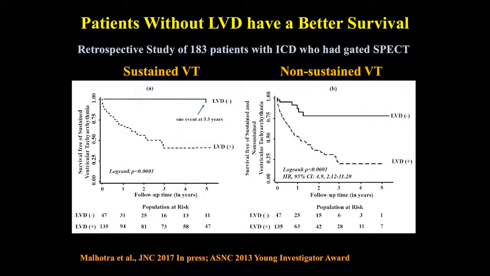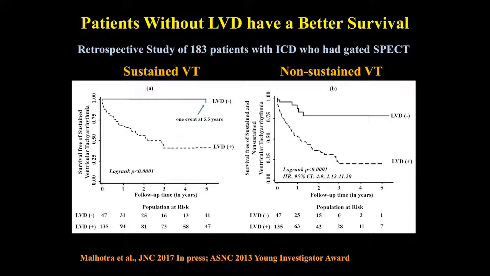So we took this to the next level. We did a retrospective study of 183 patients, all of whom had an ICD and had a gated SPECT performed before their ICD. We went back and analyzed the gated SPECT data for the presence of dyssynchrony, which is another beauty of gated SPECT, that if you have your data, you can always post-process it even after the fact to get the dyssynchrony information, and it doesn't have to be done right there and then, which is not true for many echo techniques. Okay.